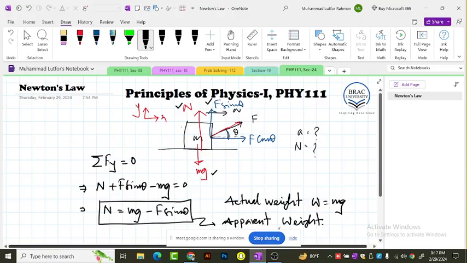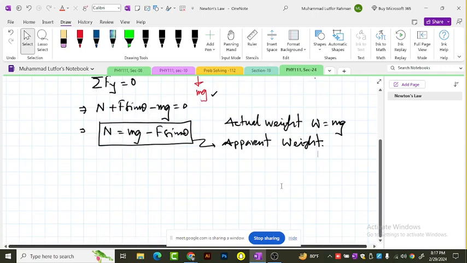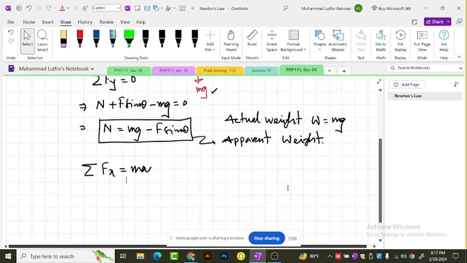Alright, so this would be the normal reaction force provided by the surface, which I am going to tell you is actually the apparent weight. Now what about the forces along the x direction? Along the x direction, I am supposed to write ma, because it is moving towards that direction, right? So that's why I am writing.